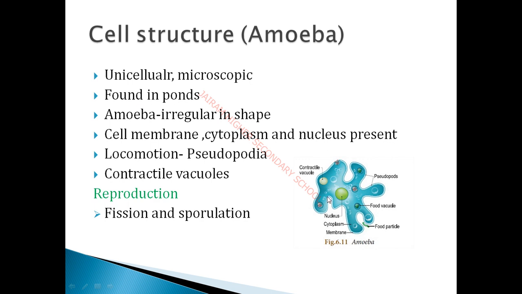So we can see it a lot in ponds. And amoeba is irregular in shape. As I said before, amoeba can change its shape often. It contains an outer cell membrane for its protection, and inside you can see the cytoplasm, and the prominent nucleus is present, and it has locomotion, for it has pseudopodia. So this is its false foot. Using that false foot it moves from one place to another. At the same time, this pseudopodia also helps to catch its prey.